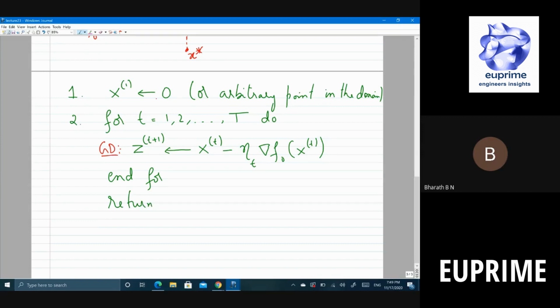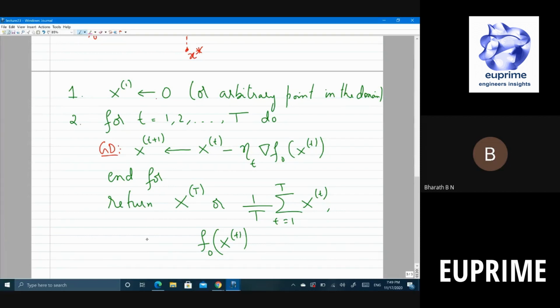You can either return, for example, xT, capital T, or you can return, for example, the average, right? I can do the average. Okay, so xt, sorry, why did I write z? I'll just write it as xt plus 1. So this is xt, right? Or I can also do the following: I'll take f naught of xt. At each point, I'll see what is the value and pick the best.